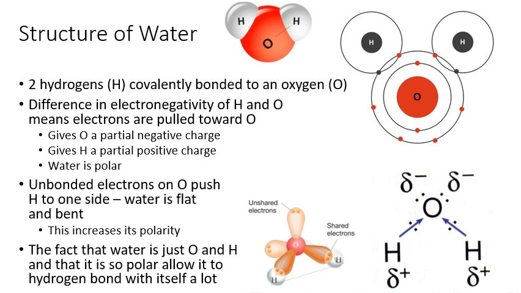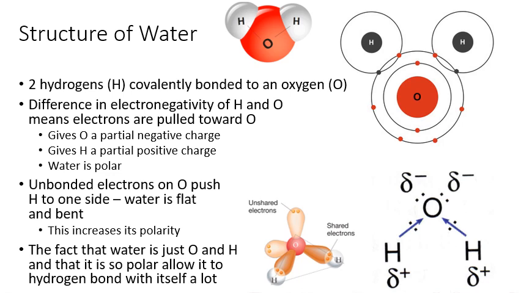So water is really, really polar because it basically just has that oxygen with partial negative charges and those two hydrogens together on a side with partial positive charges. Most polar molecules don't have that big of a difference in the charge on either side of the molecule.